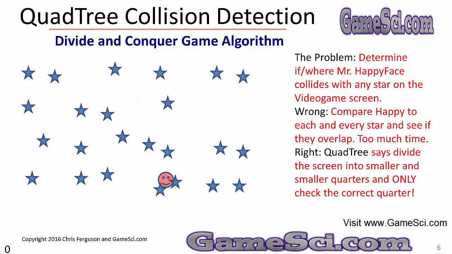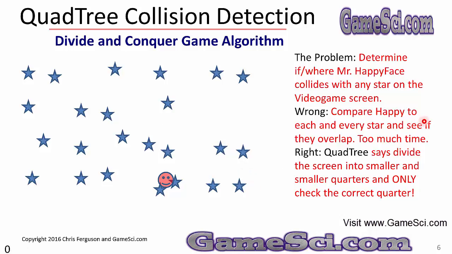So here's the problem. We want to determine if and where Mr. Happy Face collides with any star on the video game screen. Here is our screen. Think of those stars as objects, right? We're going to have objects that we can run into on the screen, and as Mr. Happy Face moves around, we want to know when he bumps into one of these star objects.